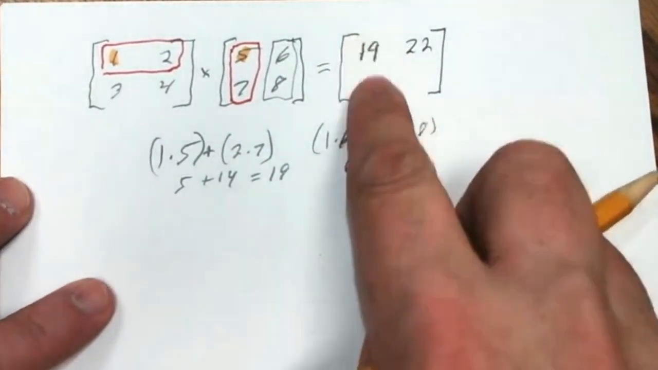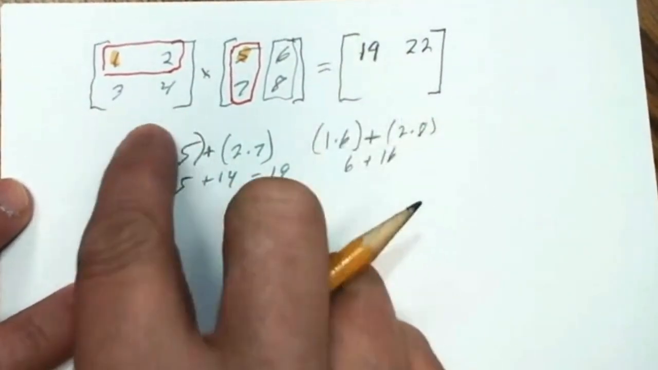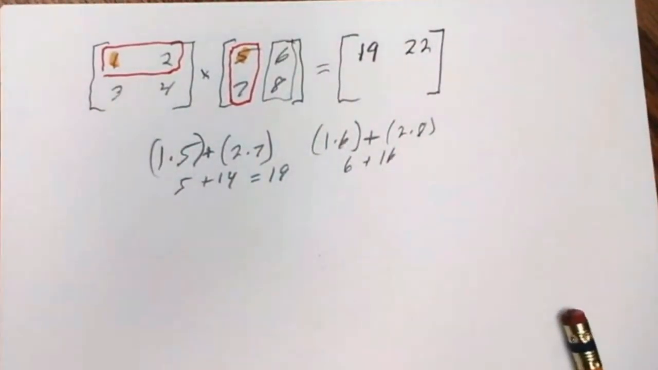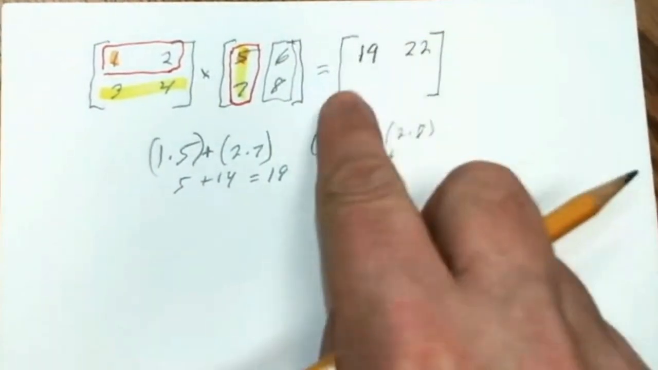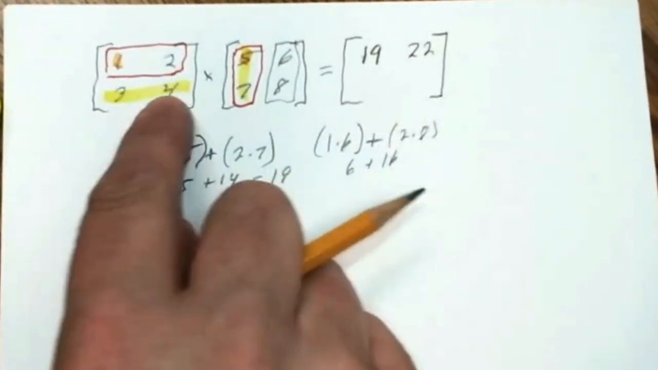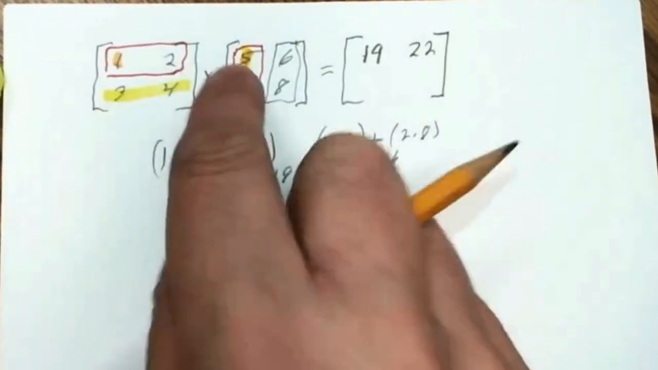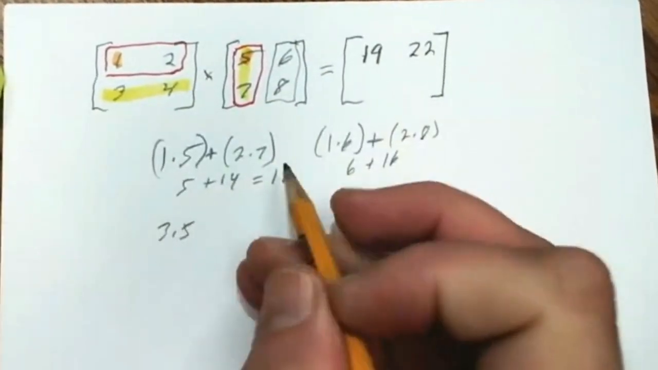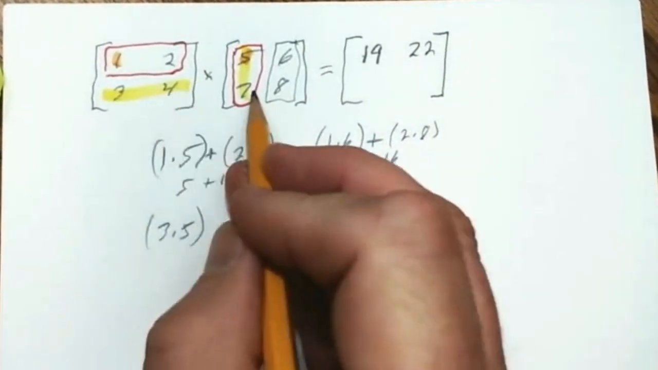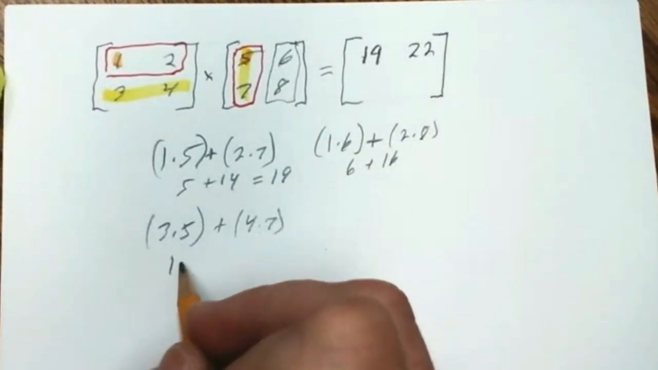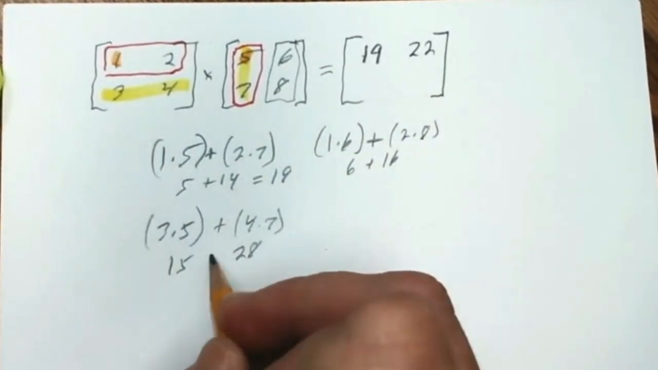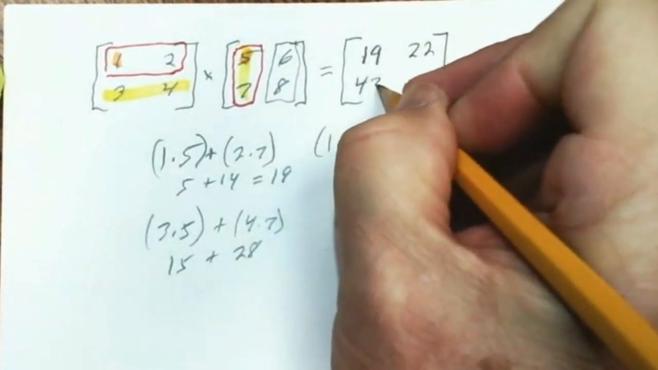Okay, now we're moving down to the second row. So we're going to use the second row's numbers. Since we're doing second row, we're going to do second row numbers. So we're going to start out with the second row times the first column, because this is the first column. So anytime you got answers for the second row, you have to use the second row in the first matrix. 3 times 5. And then 4 times 7. 3 times 5 is 15. 4 times 7 is 28. And we add those together, and we got 43.